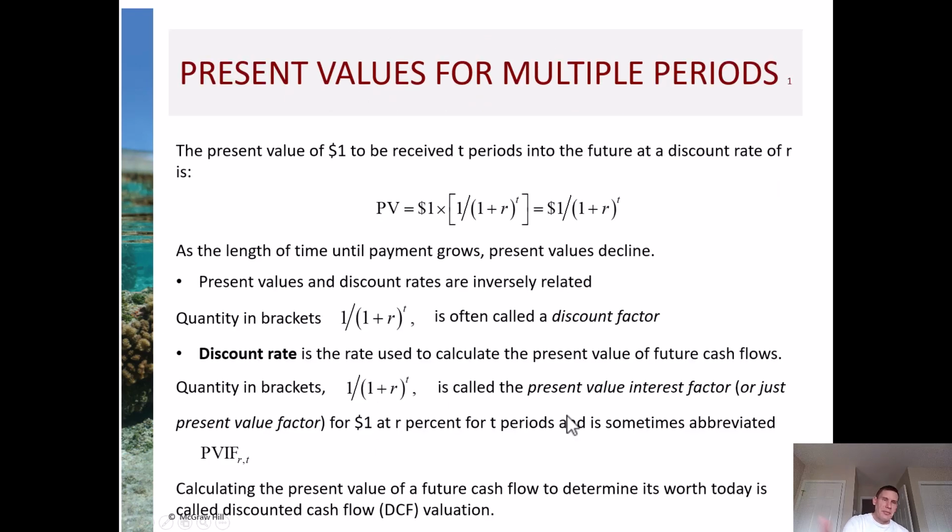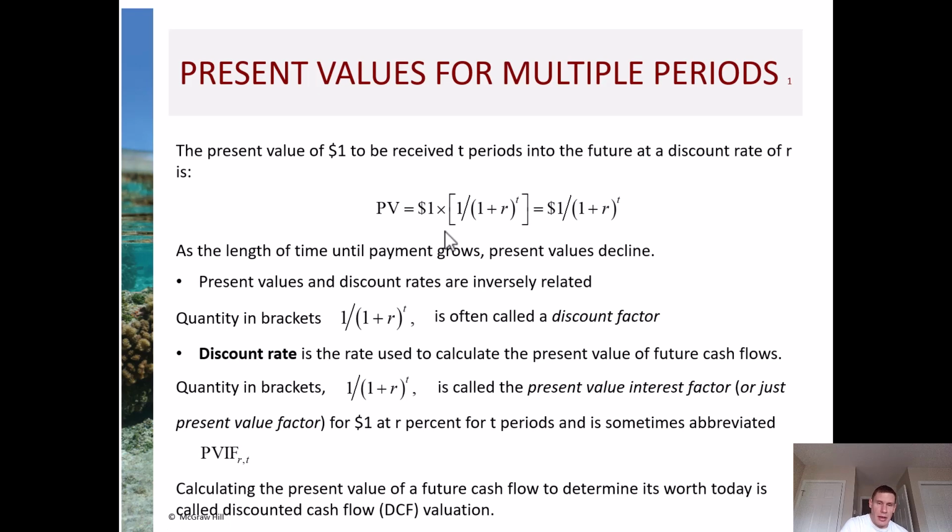All right, so what about, and this is more realistic, more likely, what about the present value for multiple periods? So the present value of a dollar to be received t periods, think about t as time, into the future at a discount rate of r is, and again, we've got this long formula. They always make it a little more difficult than it really is with these big formulas.